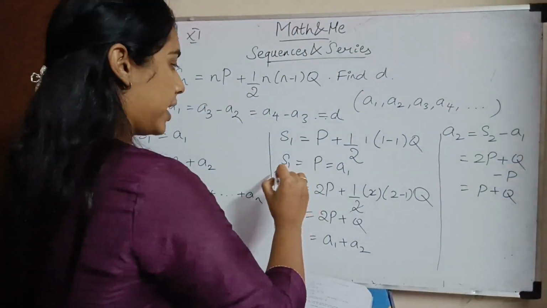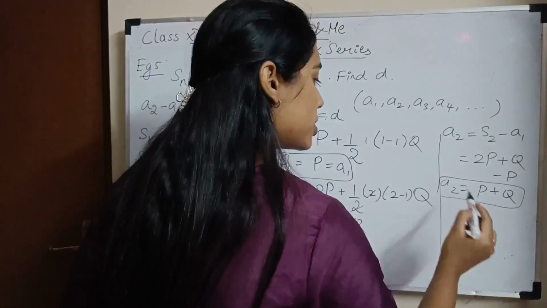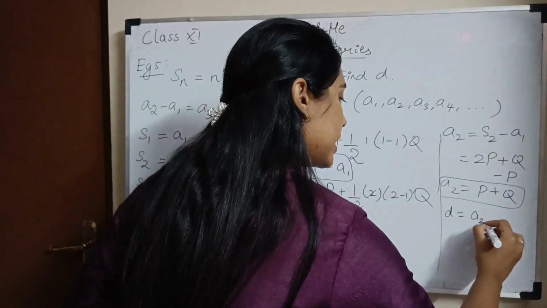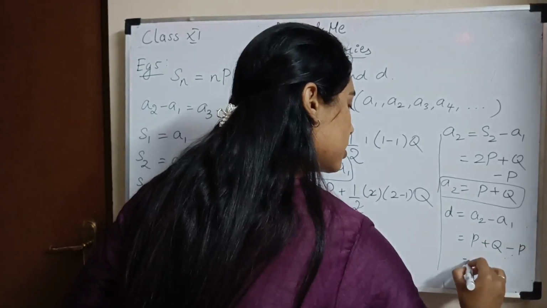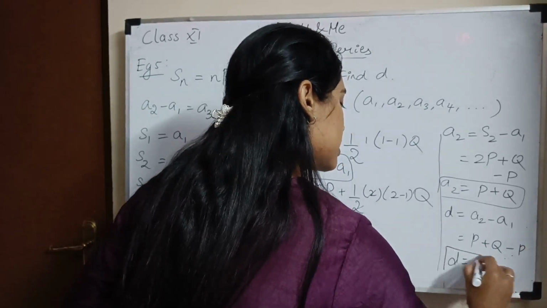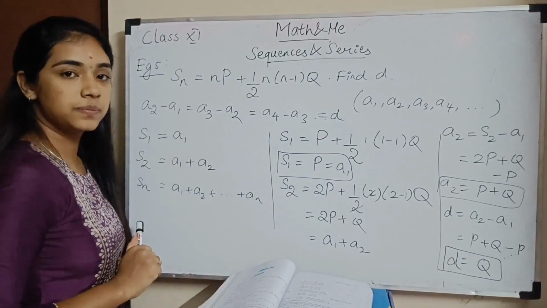So now you know A1 and you know A2. So what is your common difference? D equals A2 minus A1, which is p plus q minus p, which is q. This is how you find the common difference when you are given the sum of n terms. Okay?